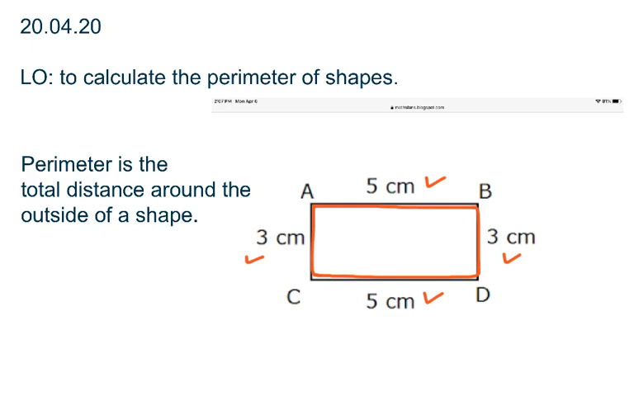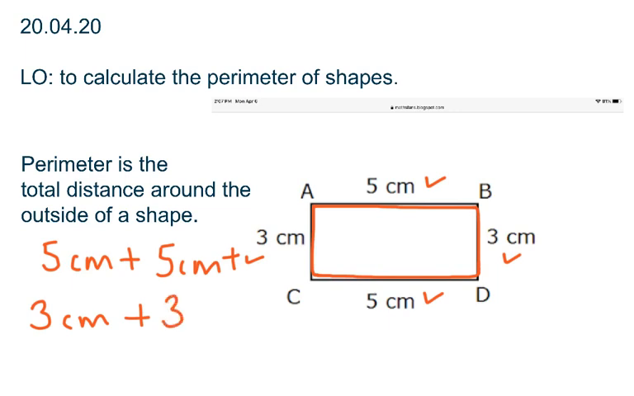So if we take a look at this example that we've got here, it's quite simple. We've got 5 centimeters plus 5 centimeters plus 3 centimeters plus 3 centimeters. Now, we don't need to use any written methods for that. Able to do that really easily in our heads. 5 and 5 equals 10. 3 and 3 is 6. Add them together and you have 16 centimeters.